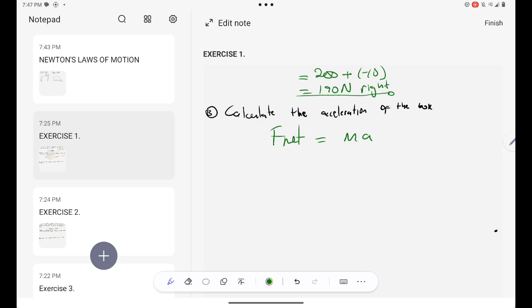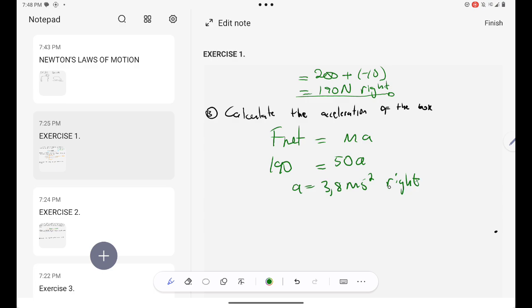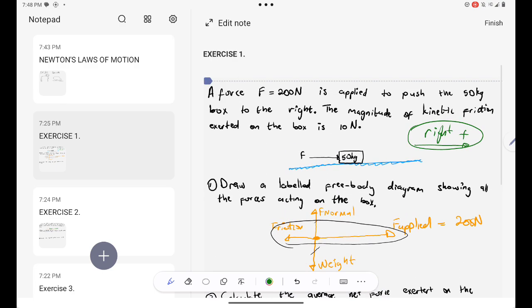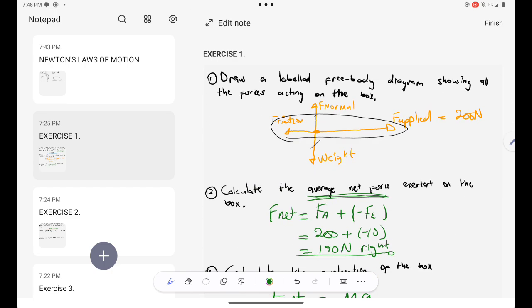So I do know that my F net is equal to 190 newtons. The mass of the box is 50, multiplied by a. If I divide both sides by 50, what do I get? 190 divided by 50. I'll simply get an acceleration of 3.8 meters per second squared towards the right hand side. That's how, guys, we deal with these simple questions.